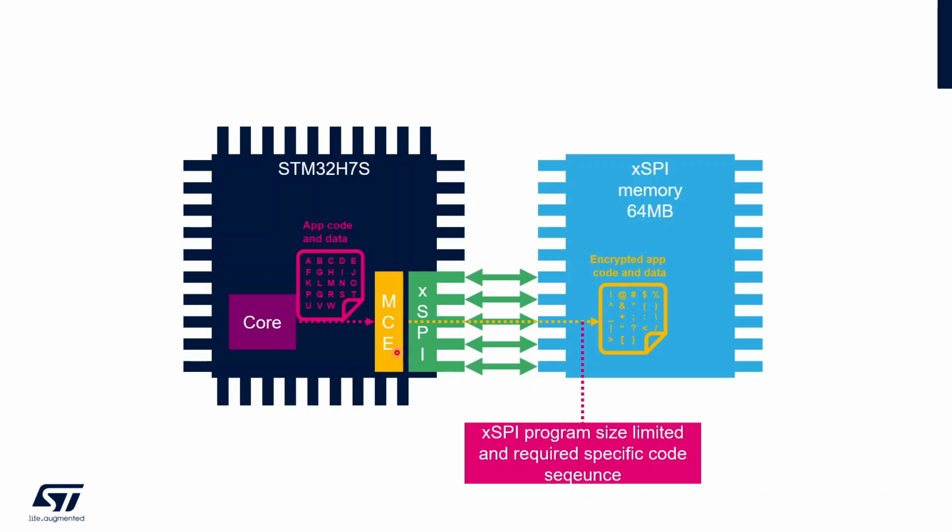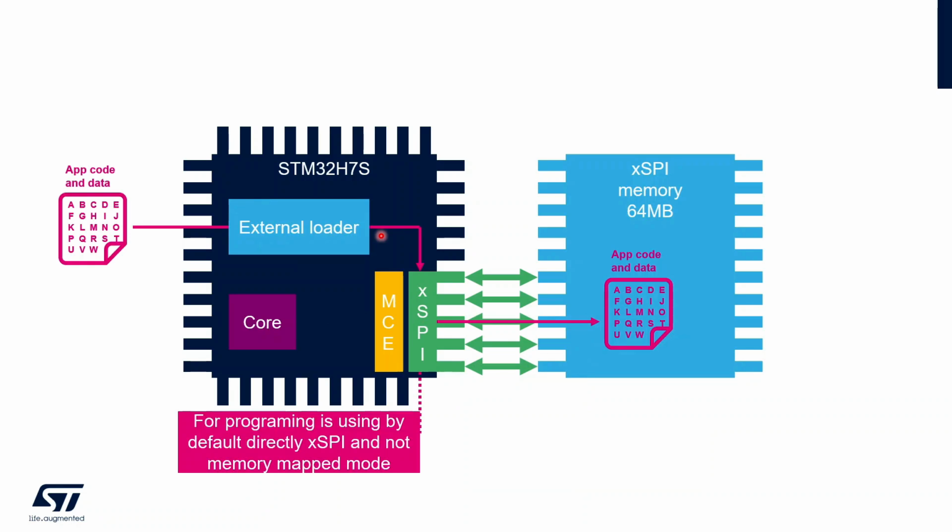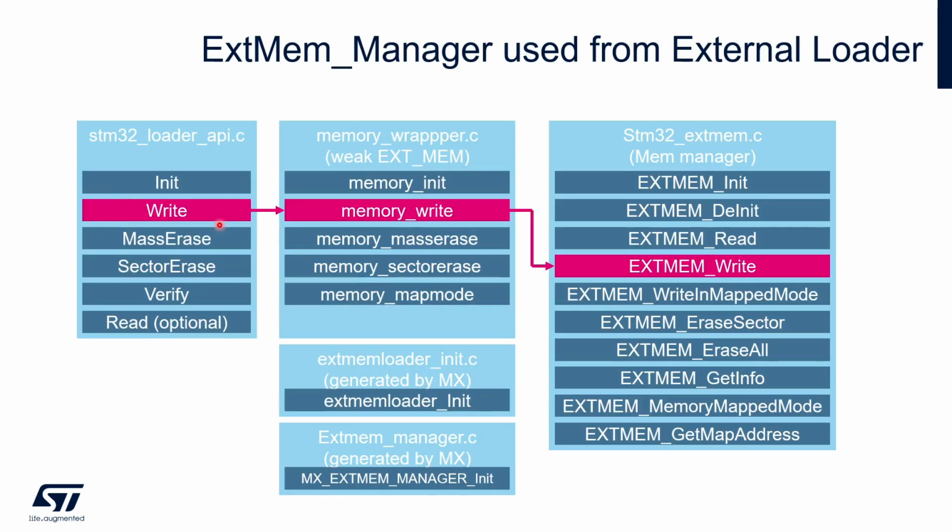But what we get is that the external loader by default uses the external memory manager library, and it's not using the memory map mode but the direct mode, so it's working as a standard SPI, so you're writing into the register and it's writing into the memory, which is not what we want. By default it looks like the external memory loader will call write, the write will call the write wrapper, and the write will call external memory write, and then it depends on the library which we selected.